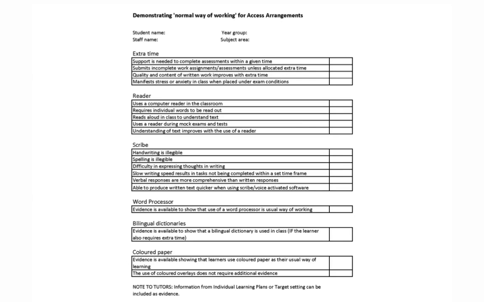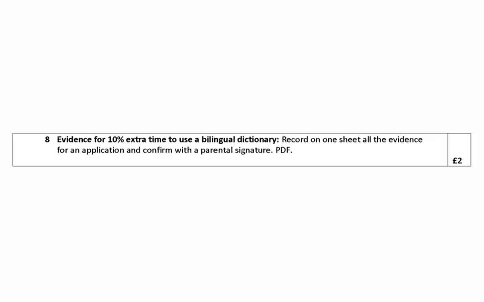We have a number of different formats used by various centres to demonstrate the normal way of working for access arrangements and to get information from class teachers, etc. The final resource is a document to record the evidence that you'll need to show that a candidate using a bilingual dictionary qualifies for extra time. Of course, like all these documents, it's based on the current JCQ regulations.